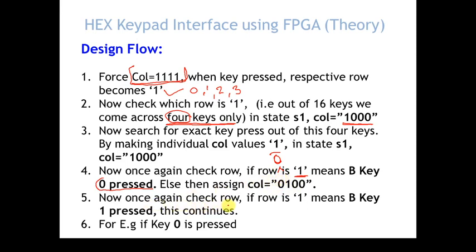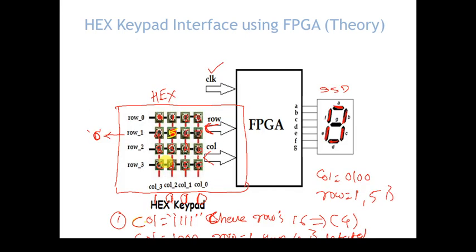Now once again check the row 0. If row 0 is 1 means key 1 is pressed. So we have to continuously do it. I hope you have understood this. So once again I will try to understand in a diagram.